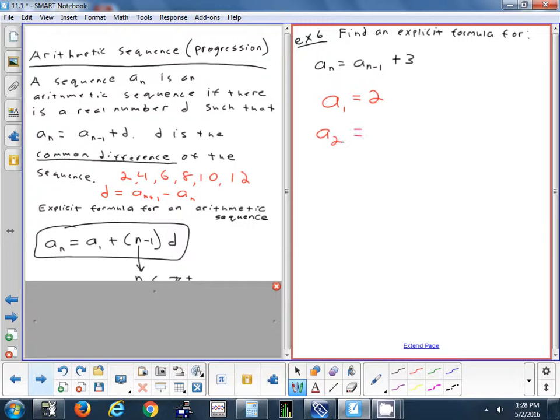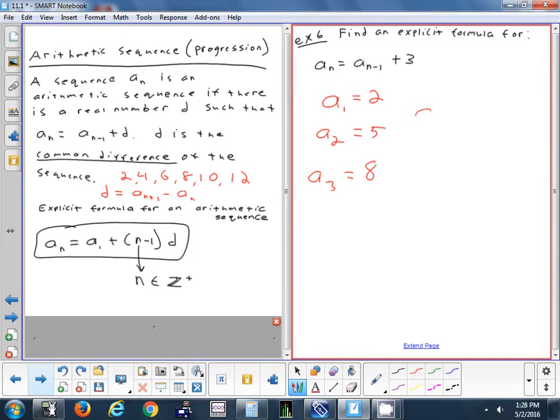What would the second term be? 5. About the third term? 8. And now, without using the shortcut, does anybody see what the pattern would be? Something times n plus or minus something. Yep. The term times 3 minus 1. Yep. Now, that's just kind of reasoning it out in your head, kind of looking at what you added each time and looking for a pattern.